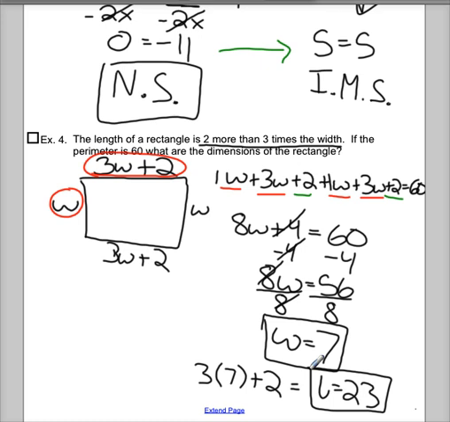And that is the end of our problem, all right? So, there is the end of our problem.